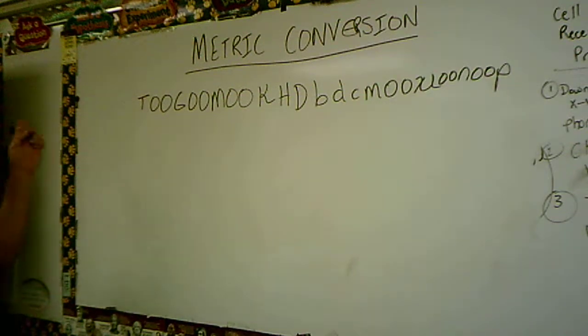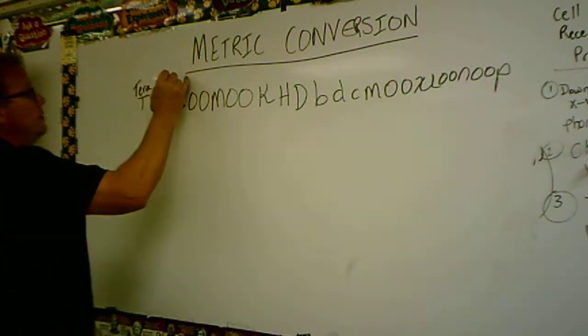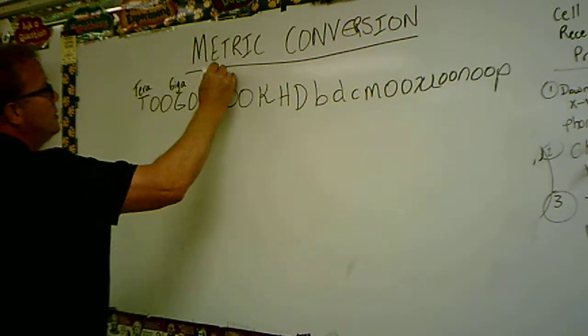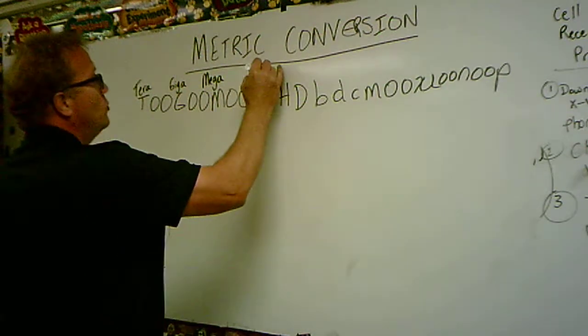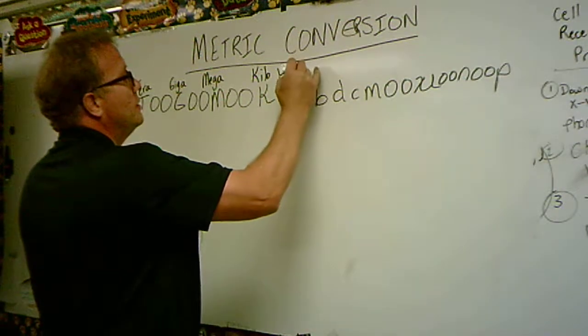Do we actually have units that are larger and smaller? Yes, we do. We're just not using them. So this would be tera, giga, mega, kilo, hecto, deca.